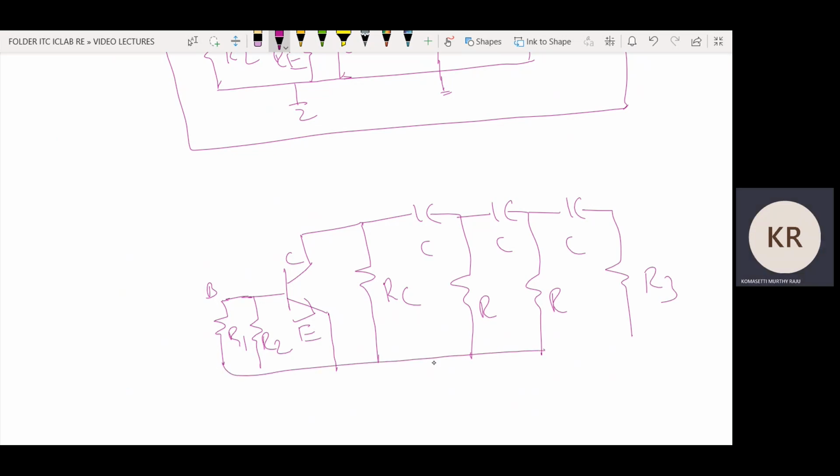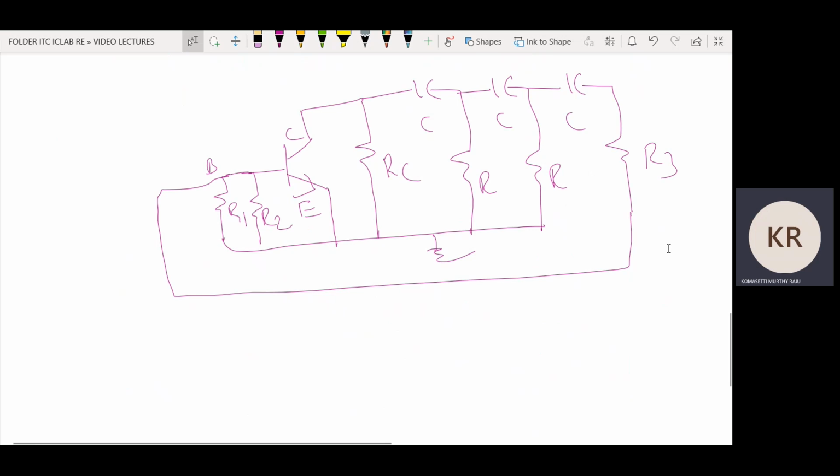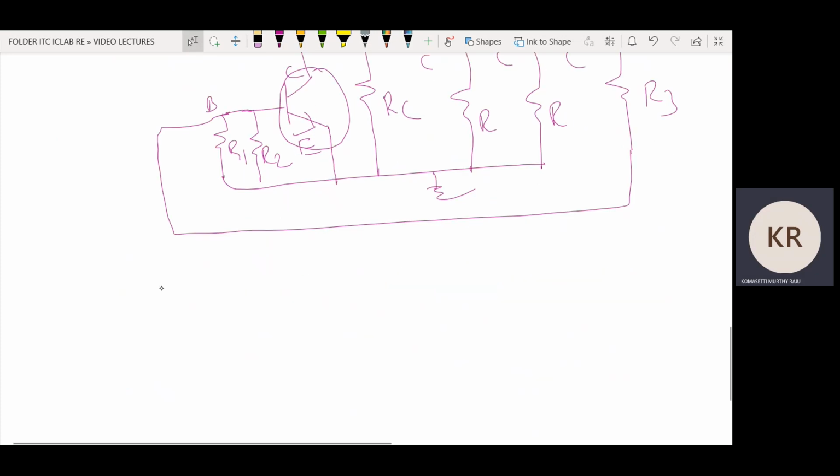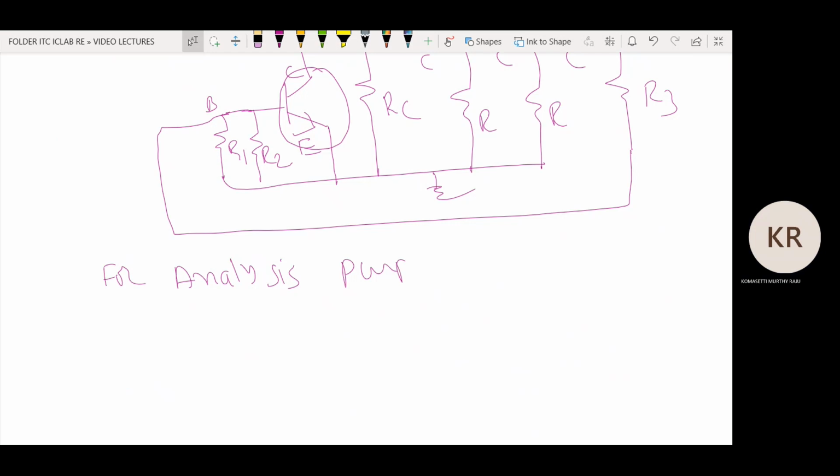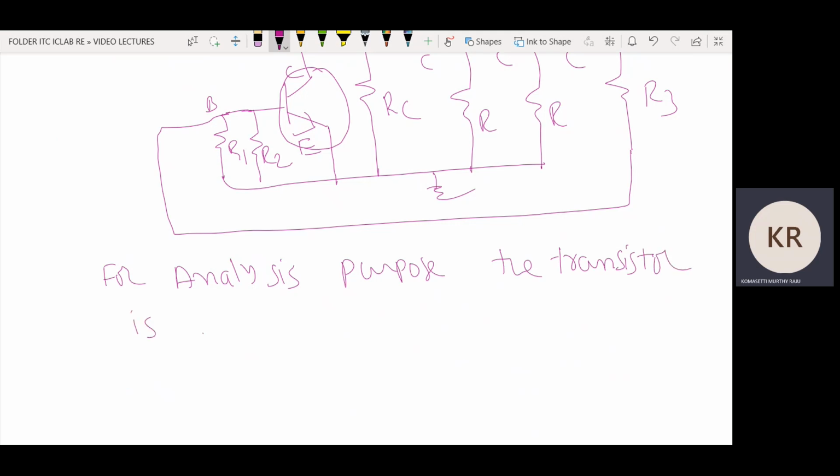All are connected to ground except R3 resistance. This R3 resistance is connected like here. Now, this one is the transistor. For analysis purpose, the transistor is replaced with the approximated H parameter model.